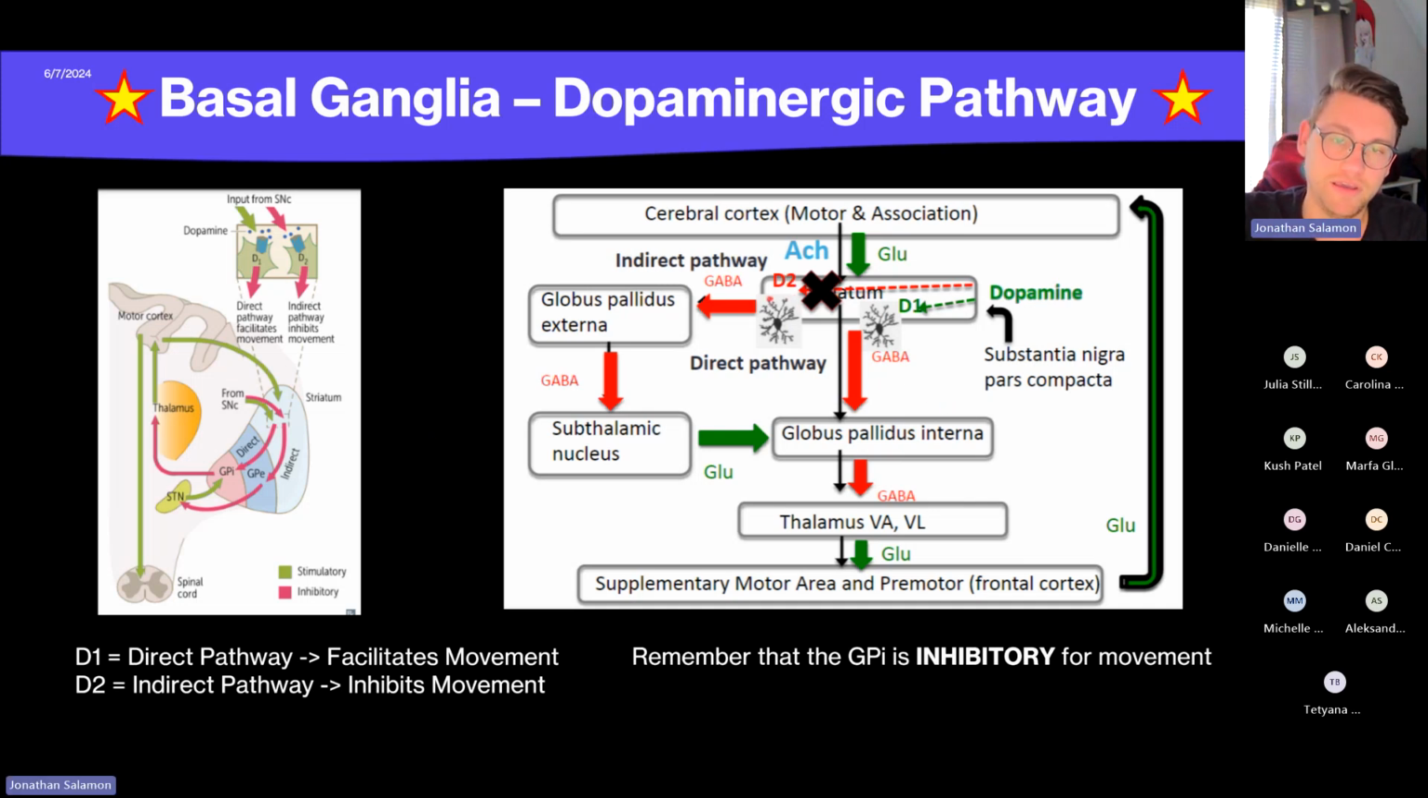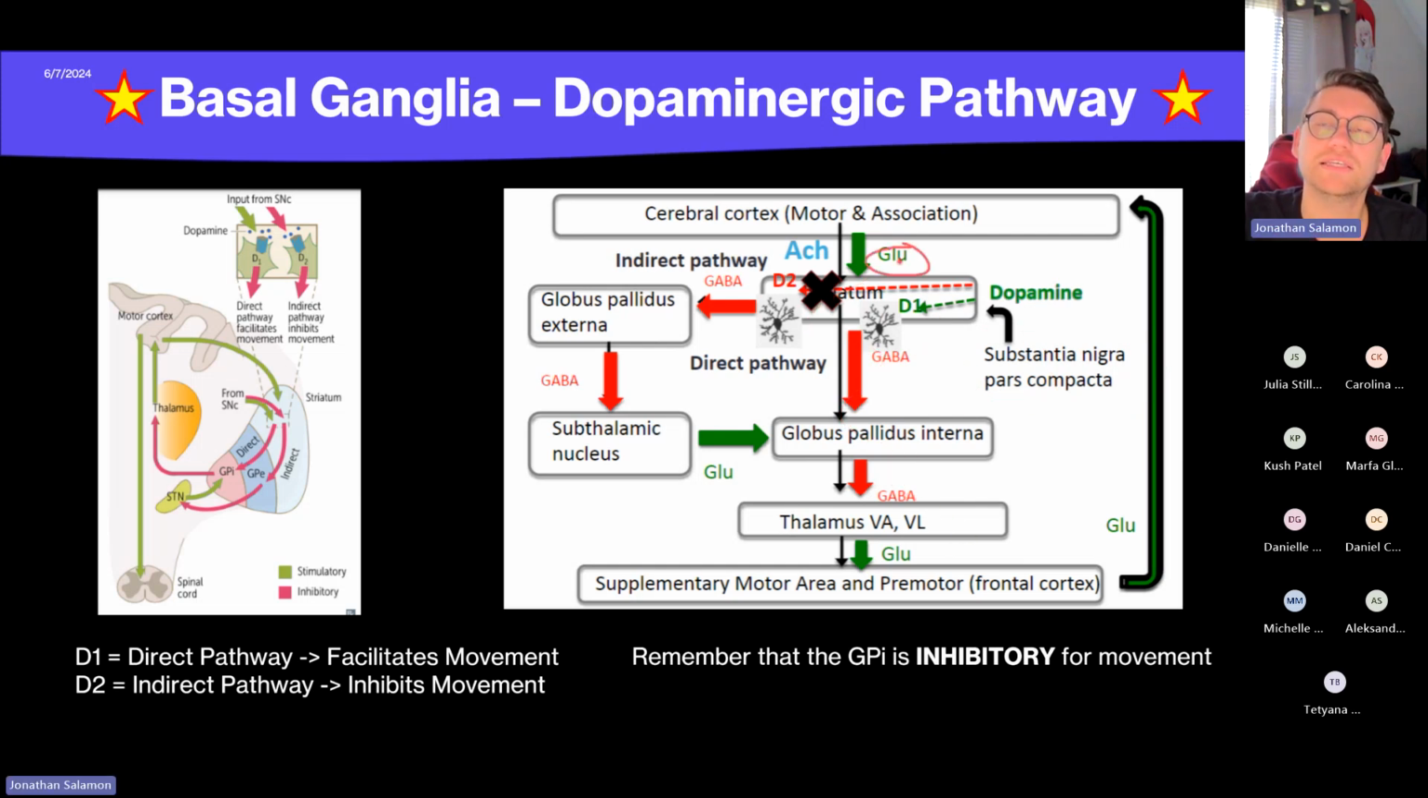The indirect pathway goes through the externa and then the subthalamic nuclei, and it stimulates the GPI, which means it inhibits movement. Indirect, inhibitory. It stimulates the GPI, but the GPI inhibits movement. Very important to know this. And then the inputs from the substantia nigra pars compacta, which is why in Parkinson's you lose this, right? Which means this whole system's messed up.